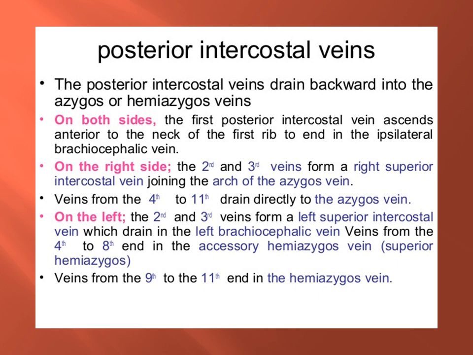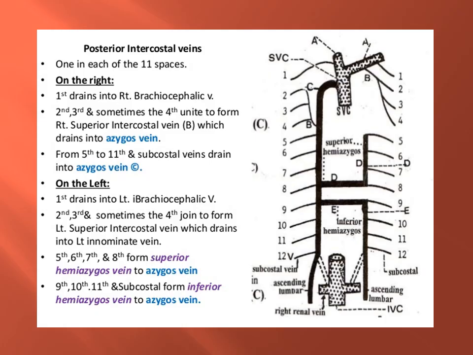Veins from the 8th to 9th intercostal space end into the accessory hemizygous vein, and the veins from 9 to 11 end into the hemizygous vein. The posterior intercostal veins are one posterior intercostal vein for each space, from the 1st to the 11th intercostal space.